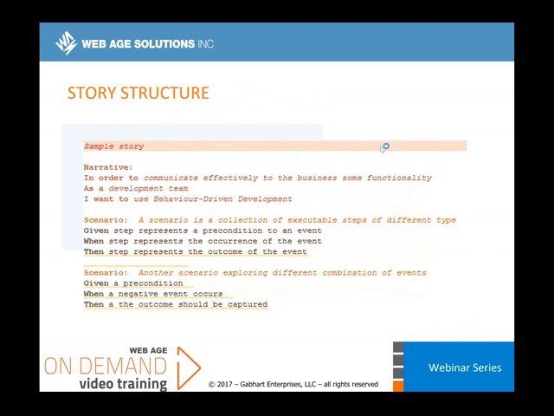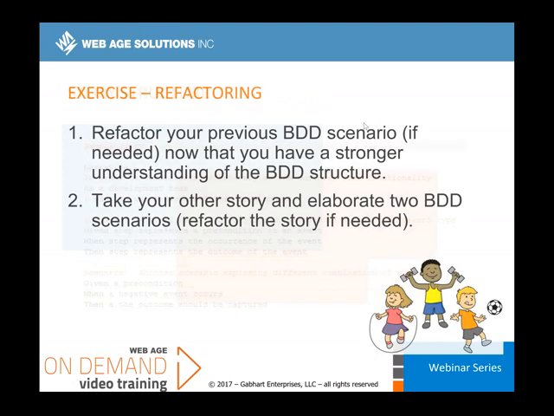So, understanding that context, the next exercise is for you to take your other story and elaborate 2 scenarios this time. And do some refactoring in there if you feel it's beneficial. Here again, I'm going to give you 7 minutes to do so. Knowing what you know now, you would have written the story, or really the scenarios, differently. So this is your opportunity to take a stab at that.